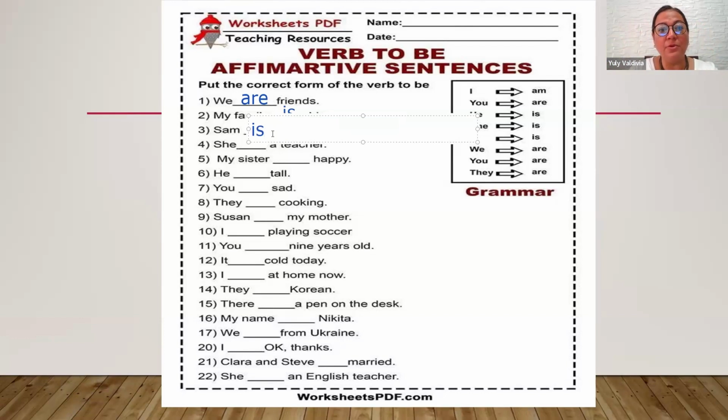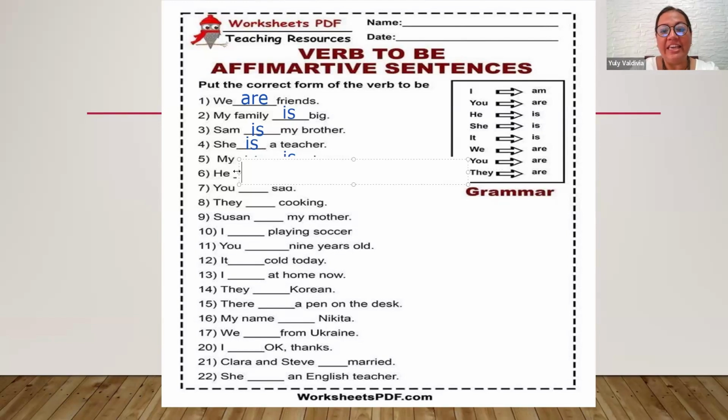Sam is my brother. She, as well as Sam, is represented as a singular pronoun, and we use is. She is a teacher. Fantastic. Number 5, my sister. The correct alternative is: my sister is happy. Wonderful. Number 6, he am, he is, or he are tall? He is tall.